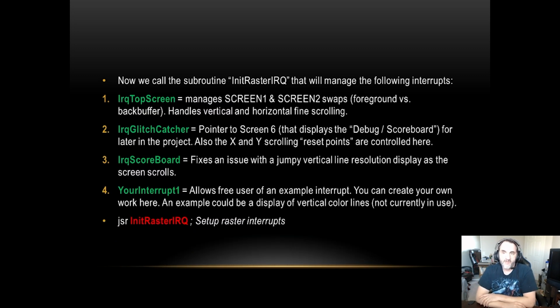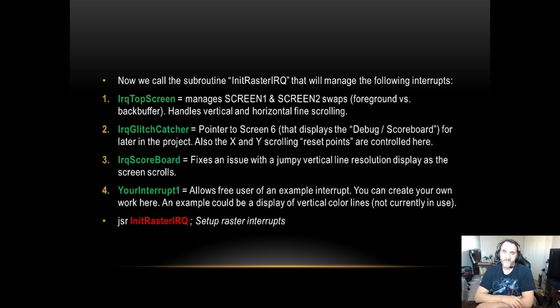Now we call the subroutine A init raster IRQ that will manage the following interrupts. IRQ top screen manages screen 1 and screen 2 swaps, foreground versus back buffer. It handles vertical and horizontal fine scrolling. IRQ glitch catcher is a pointer to screen 6 that displays the debug scoreboard for later in the project. Also, the X and Y scrolling reset points are controlled here. IRQ scoreboard fixes an issue with the jumpy vertical line resolution display as the screen scrolls.